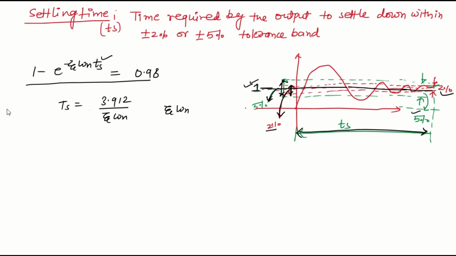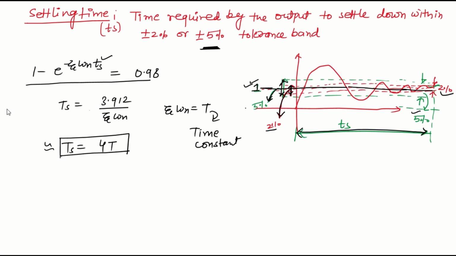Here 1 by zeta omega n is the time constant, T, of the second order system. So I can approximately write that Ts is equal to 4 into T, where T is the time constant. Similarly, for the 5% tolerance band, the value of Ts comes out to be approximately 3 into T, where T is the time constant. This is for the 2% tolerance band, and this is for the 5% tolerance band. So these are the 4 parameters which we derived in this lecture.